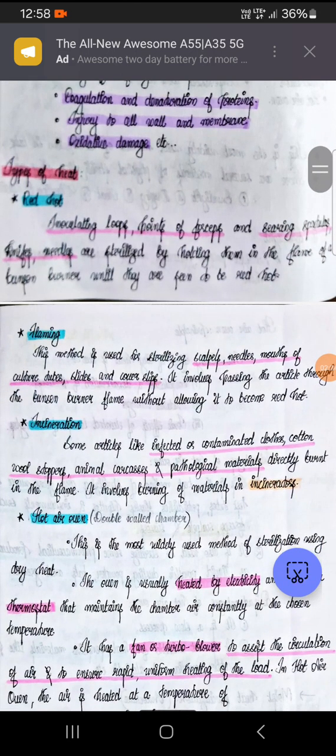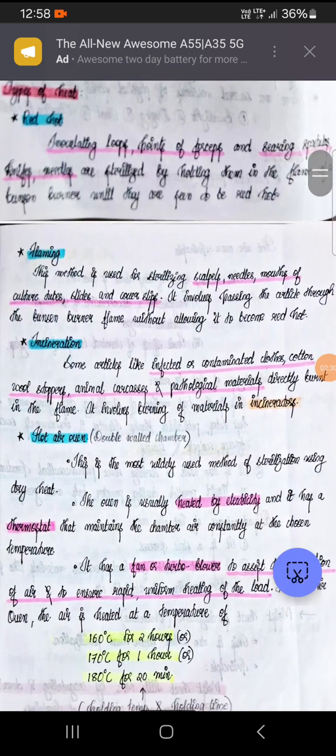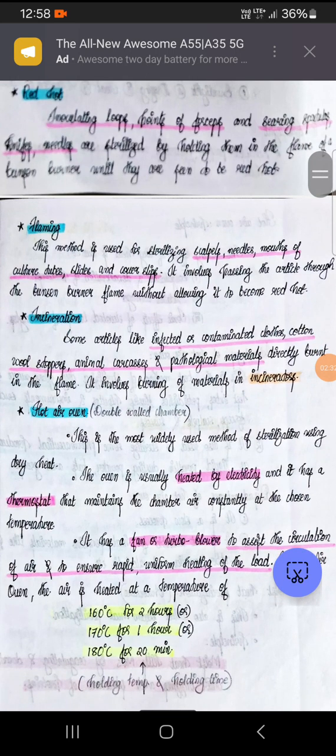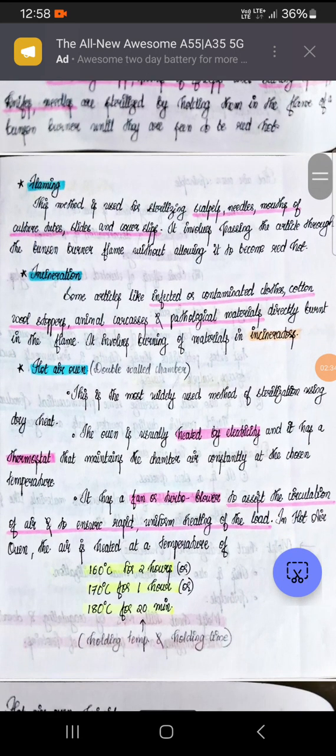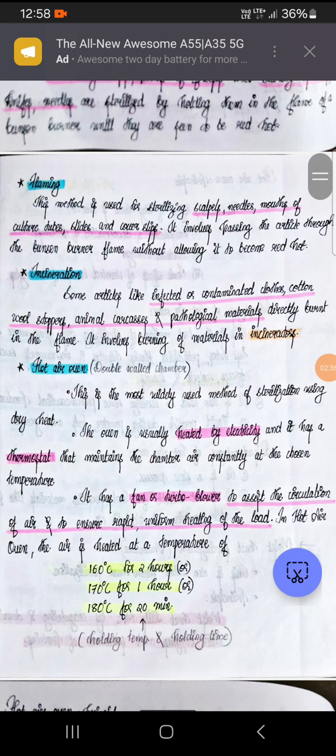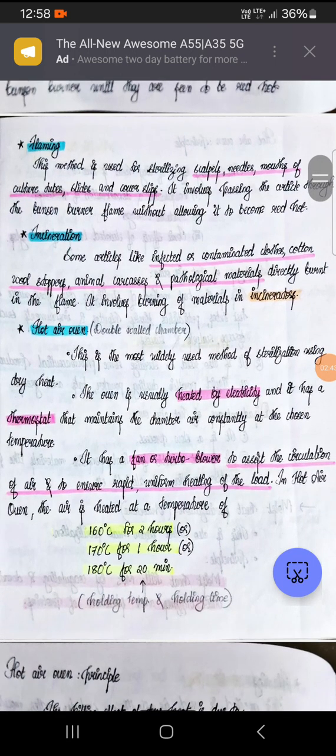And then flaming, for sterilization of scalpels, needles, mouths of culture tubes, slides and cover slips. Incineration: infected and contaminated clothes, cotton, wool, stoppers, animal carcasses, and pathological materials are incinerated in a machine known as an incinerator. Hot air oven.